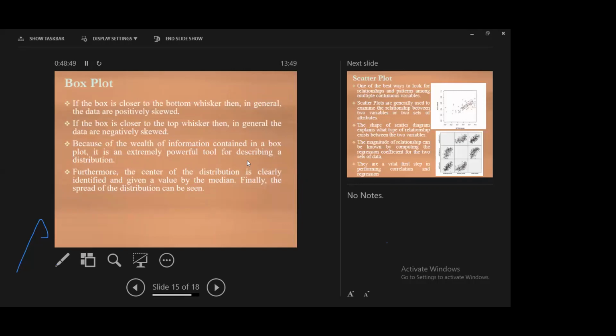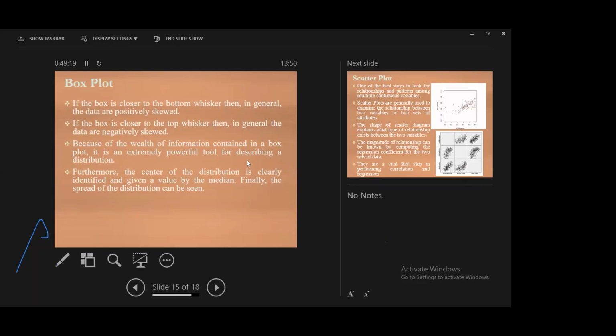If the box is closer to the bottom whisker, then we say that it is positively skewed, which means you have a longer tail to the right. Similarly, if the box is closer to the top whisker, then in general data is negatively skewed. The wealth of information contained in a box plot is an extremely powerful tool for describing a distribution, and it is also used for comparing distributions.